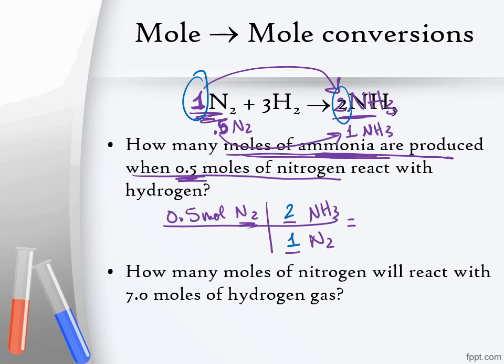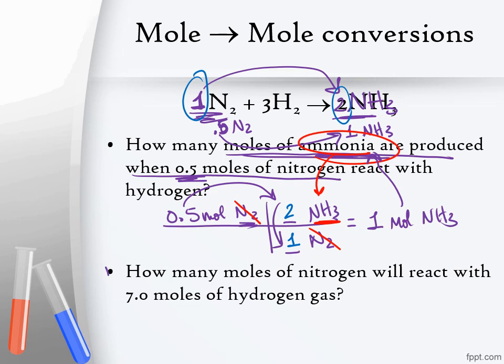And then, just like we do with our other pieces of dimensional analysis, cancel out tops and bottoms. N2 cancels out top and bottom. I'm left with NH3, which is good because ammonia is what I'm looking for. So now calculation-wise, 0.5 times 2 divided by 1 is going to equal 1 mole of ammonia. And that's what we had predicted when we did the math in our heads.